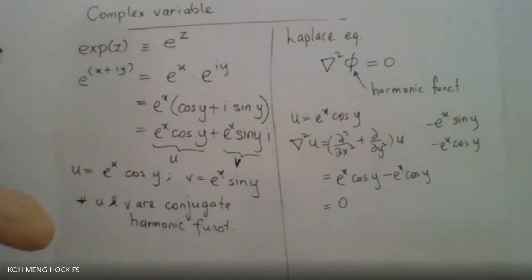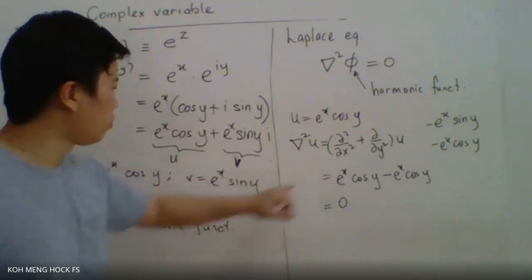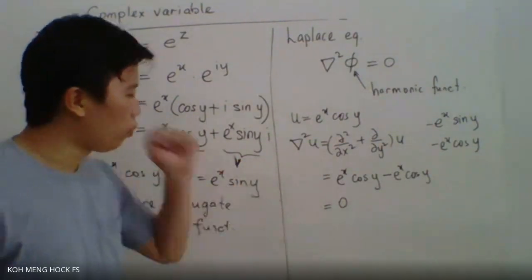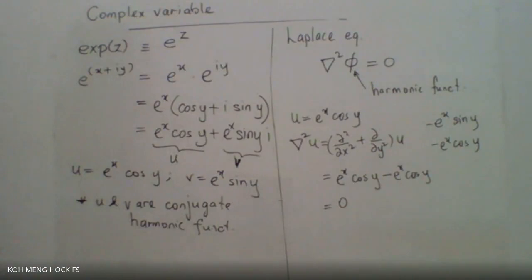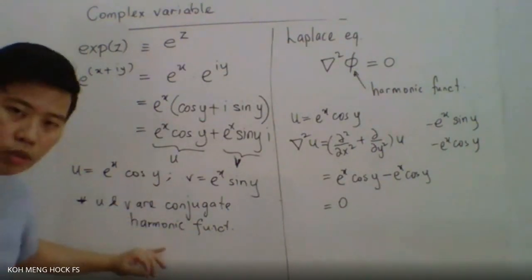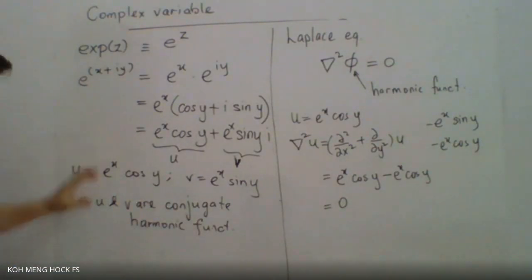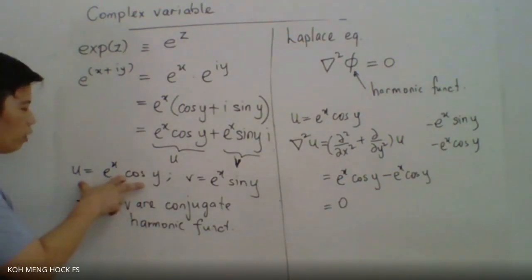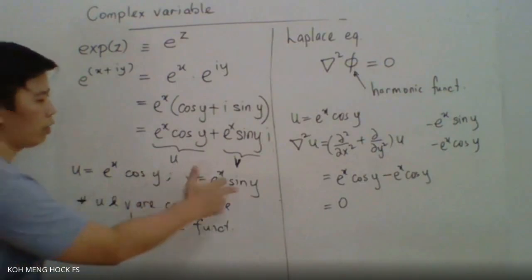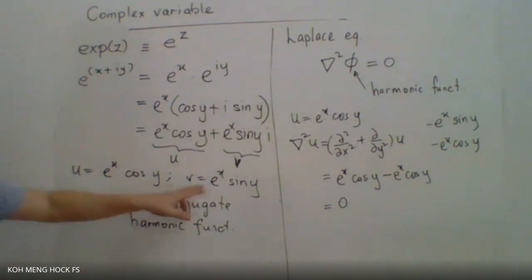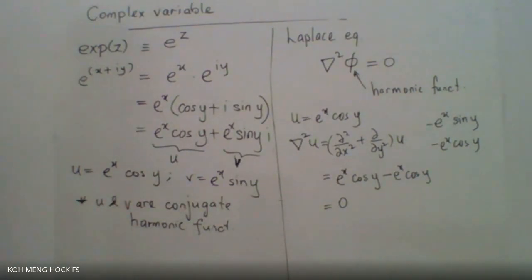In this case, you can also replace it by v. If you replace this by v, you will see that they also obey the Laplace equation. So in this case, u and v are harmonic functions, but we also call them conjugate. Why it's called conjugate is because if you know your u, if I tell you what u is, you can find what v is. Vice versa, if you know what v is, then you can find what u is.